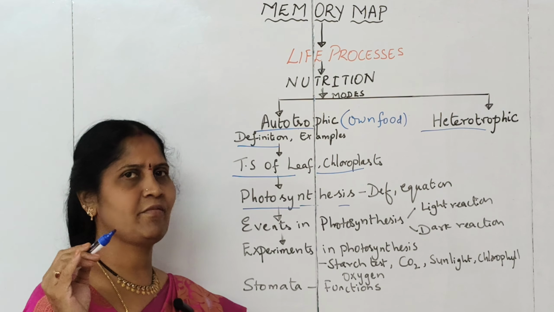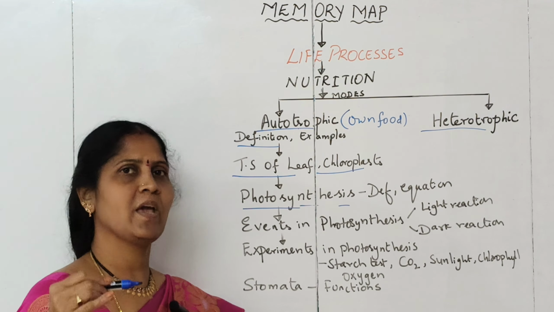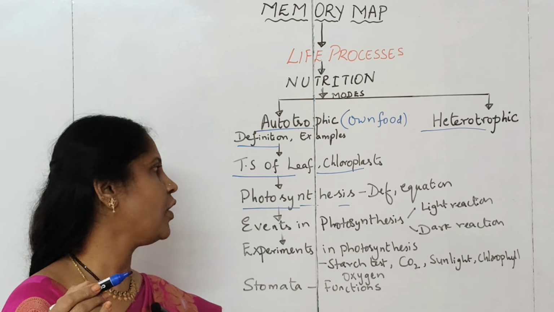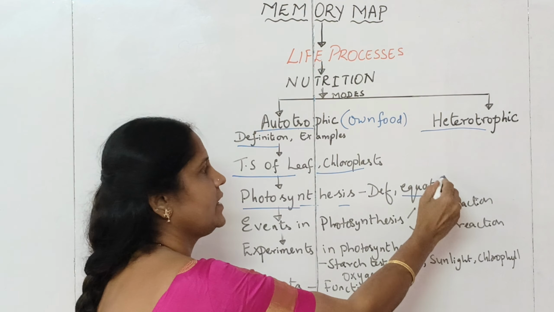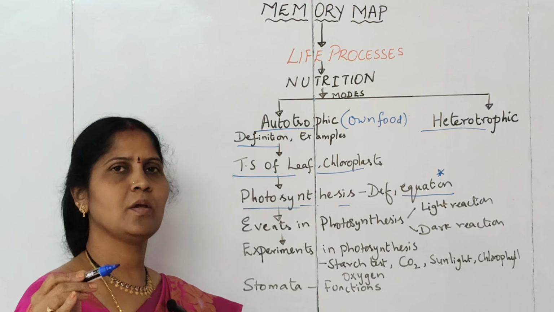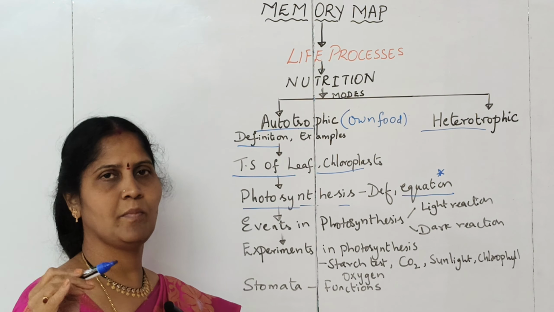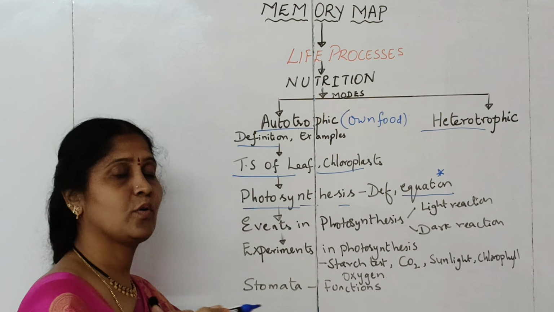Then we have seen about the process of photosynthesis, which is very, very important here. The photosynthesis definition, what the raw materials required for photosynthesis are, and where the plant is able to get these raw materials from, all these things we have discussed. And principally the equation is very, very important, as I told. So you have to memorize the equation by writing it many times. Then we have the events in photosynthesis.